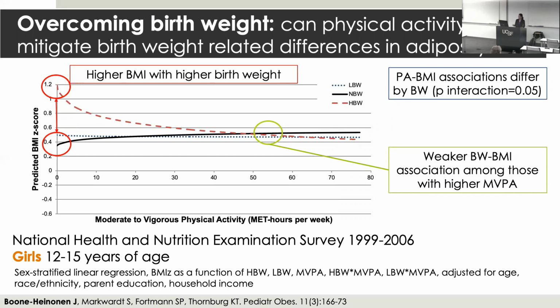Okay. So we've conducted a longitudinal analysis in a different study population using a different outcome, CVD risk score, and found similar heterogeneous results according to birth weight.